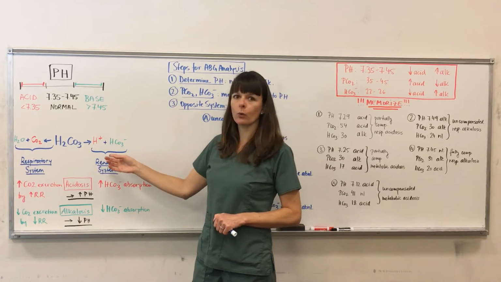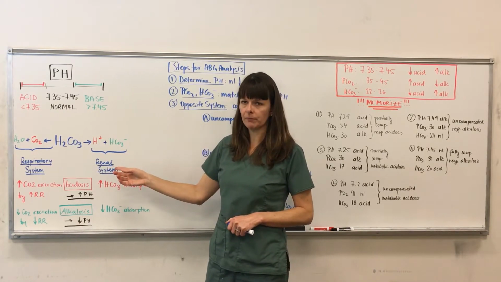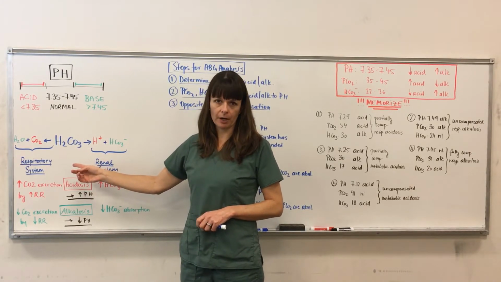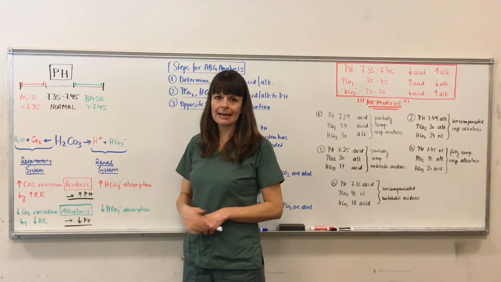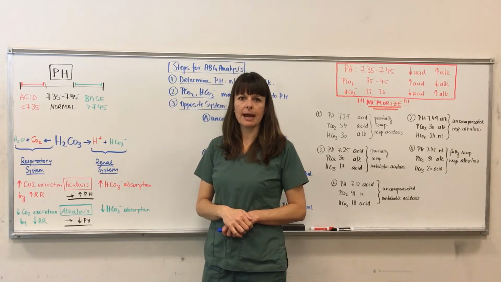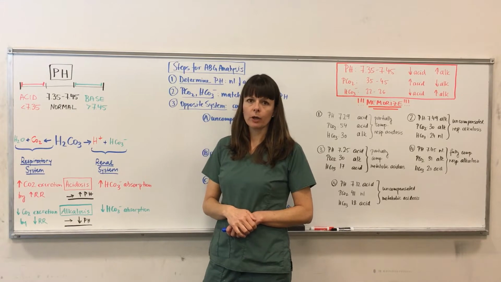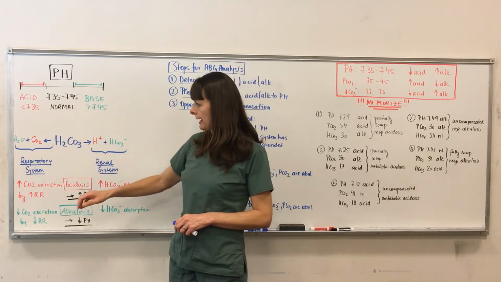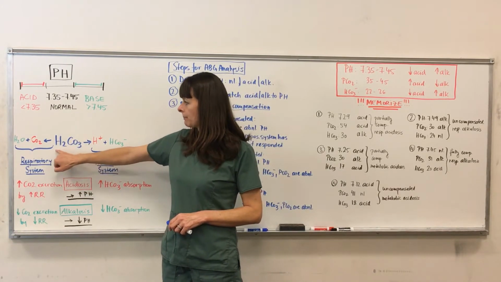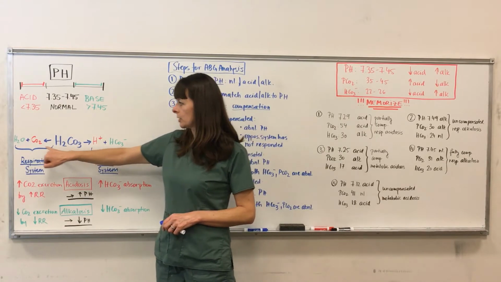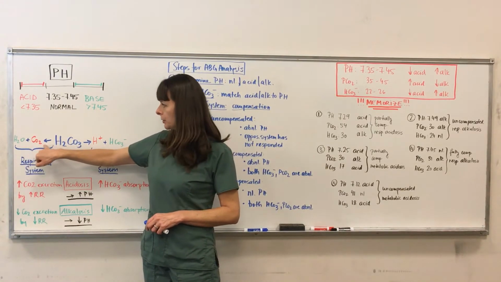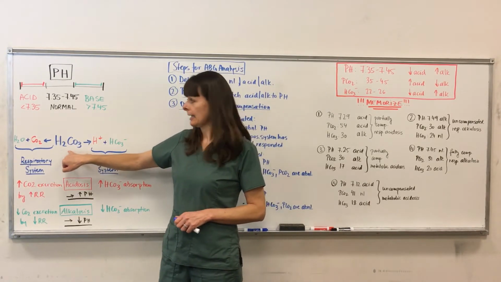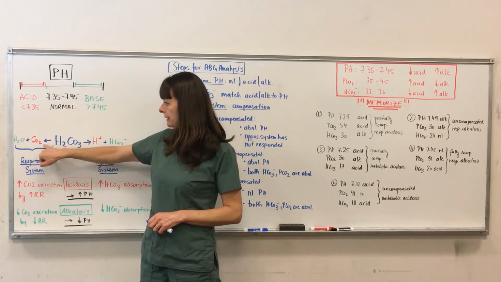So I've drawn out here an equation that you may remember from chemistry. So we have H2CO3, which is carbonic acid. And carbonic acid is a byproduct of cellular metabolism that can be broken down in several different ways. First of all, it can be broken down by the respiratory system by breaking H2CO3 up into H2O and CO2. So the respiratory system will break down the carbonic acid into water and carbon dioxide.